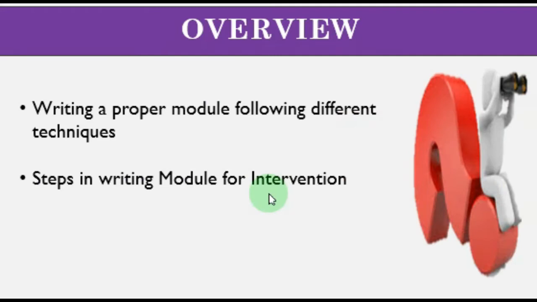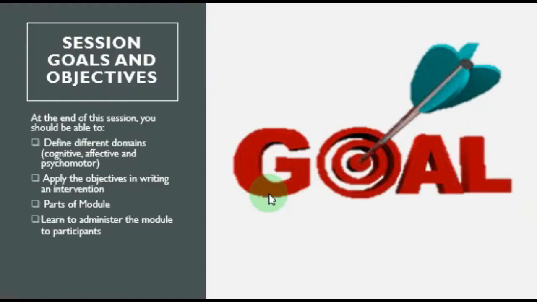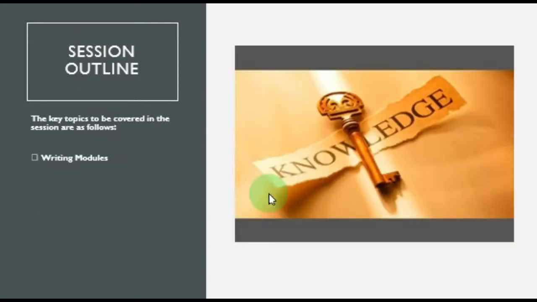Okay, overview: writing a proper module following different techniques. Steps in writing a module for intervention. Okay, so learning objective, we need to identify the cognitive, affective, and psychomotor. Paano natin ma-identify yon? Apply the objectives, rather, in writing an intervention. What are the parts of a module? And learn to administer the module to participants. All right. So for that, malalaman natin mamaya. And that is also the session outline.